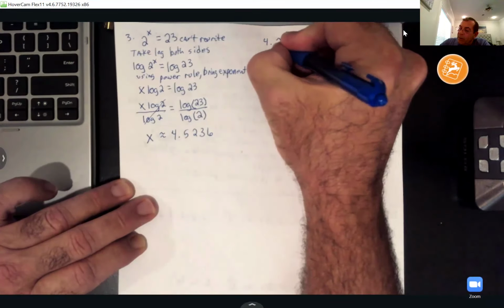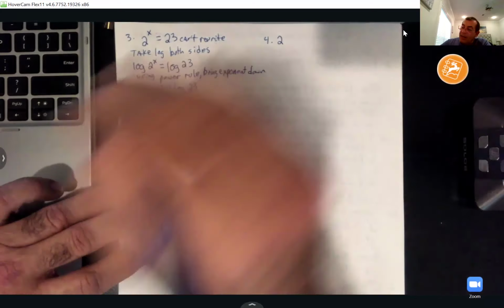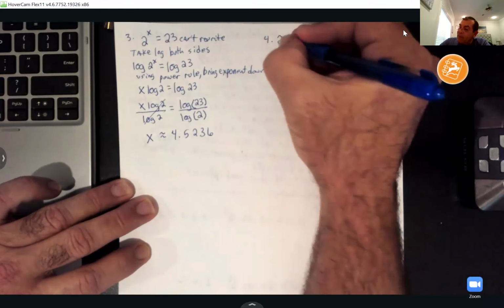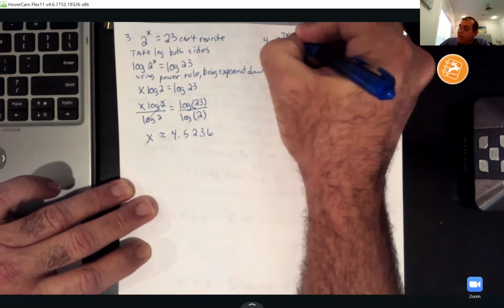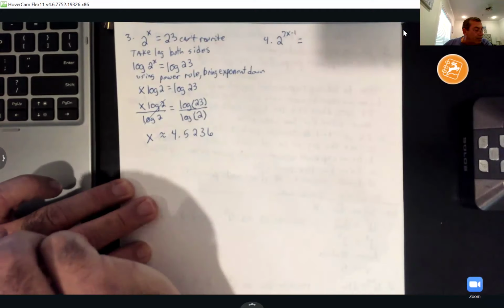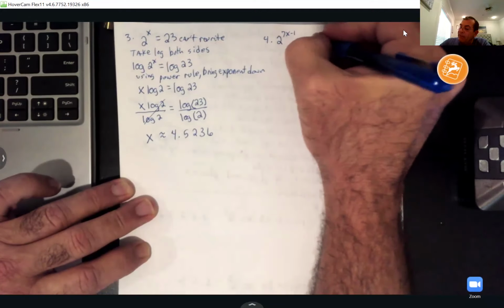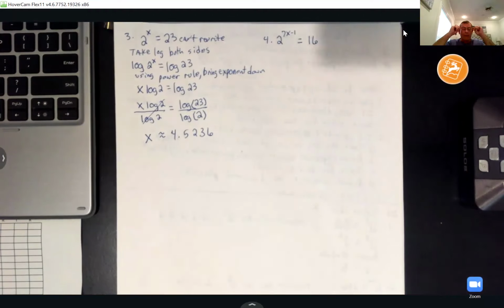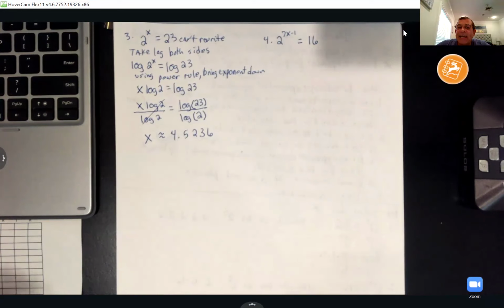2 to the 7x minus 1 equals 16. So can we rewrite 16 with a base 2? And if you can, what's your exponent?